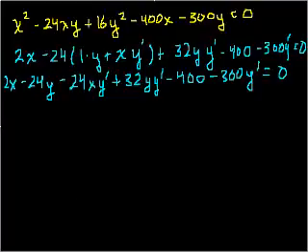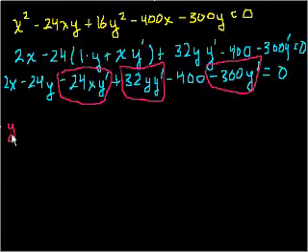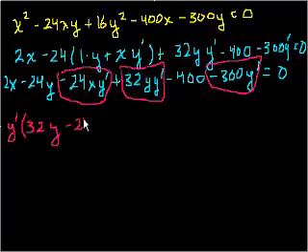And let's switch colors. So let's separate all the y prime terms out. So let's see what are the y prime terms. This term has a y prime in it. This term has a y prime in it. And this term has a y prime in it. So we can write these. Let's do the positive one first. So 32y. So this is the same thing as y prime times 32y minus 24x minus 300.